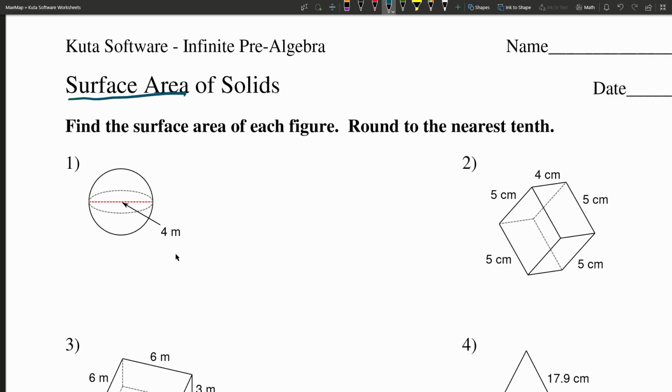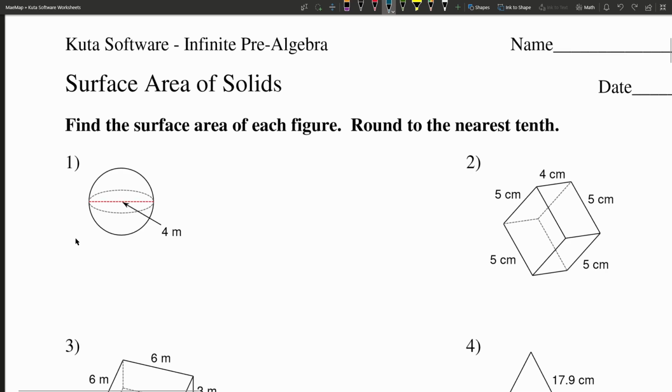Let's think about surface area. Surface area is the area of the overall surface of the figure. So if we were to take just the outside of the figure and add all of those areas up, that's what gives us surface area. So let's dive into number one and figure out what this is equal to.